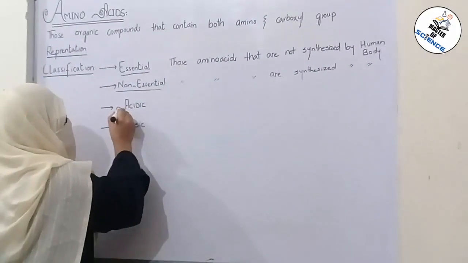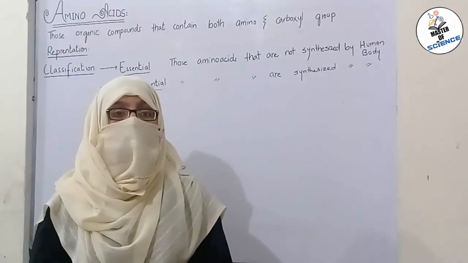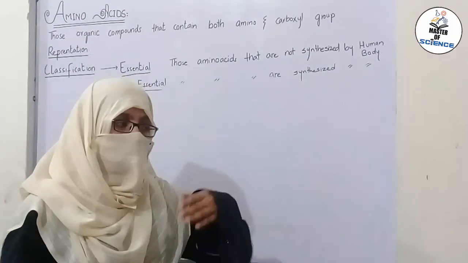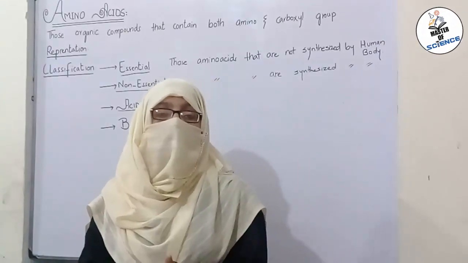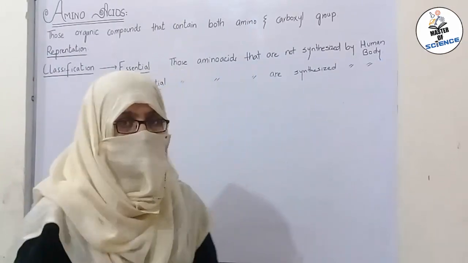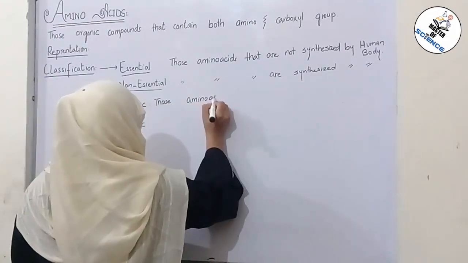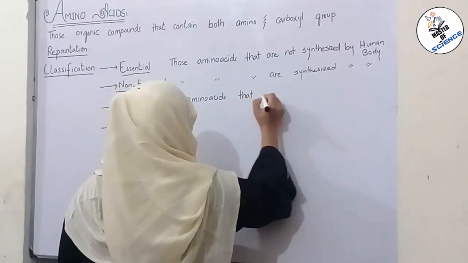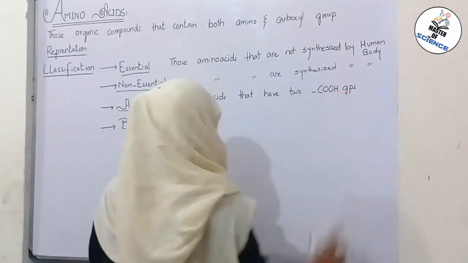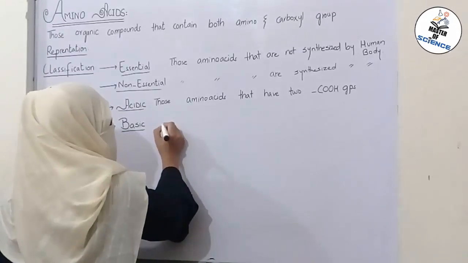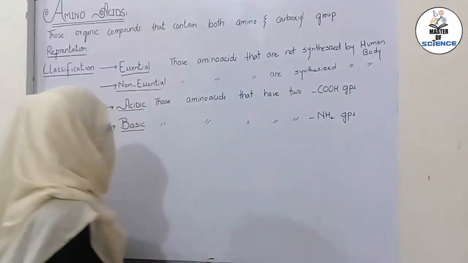Now what are acidic amino acids? Those amino acids that contain two carboxyl groups are called acidic amino acids, because the carboxyl group is actually an acidic group. That's why those amino acids that contain more than one carboxyl group are called acidic. And similarly, the amino group is basic, meaning those amino acids that contain more than one amino group are called basic amino acids. So we can write here: those amino acids that have two carboxyl groups are called acidic amino acids, and basic are those amino acids that have two amino groups.